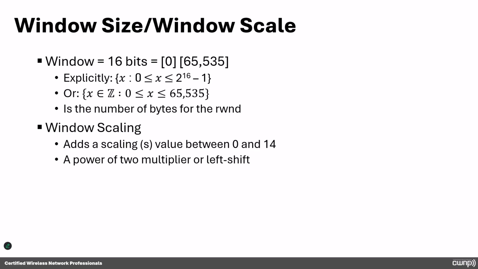So this is a power of 2 multiplier, or a left shift, for the window size. Remember, the maximum window size is 16 bits, all set to 1. So that's 65,535. So how many times are we going to double it? If S is equal to 1, then we're going to do it just one time. If S is equal to 0, we're going to do it none times, right? If S is equal to 2, then we're going to double it twice. So 65,535 times 2 times 2, and so forth, up to a maximum of 14.